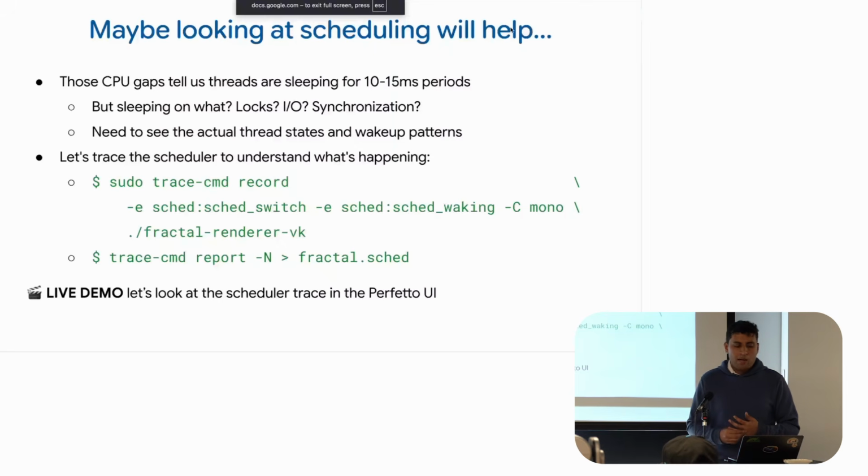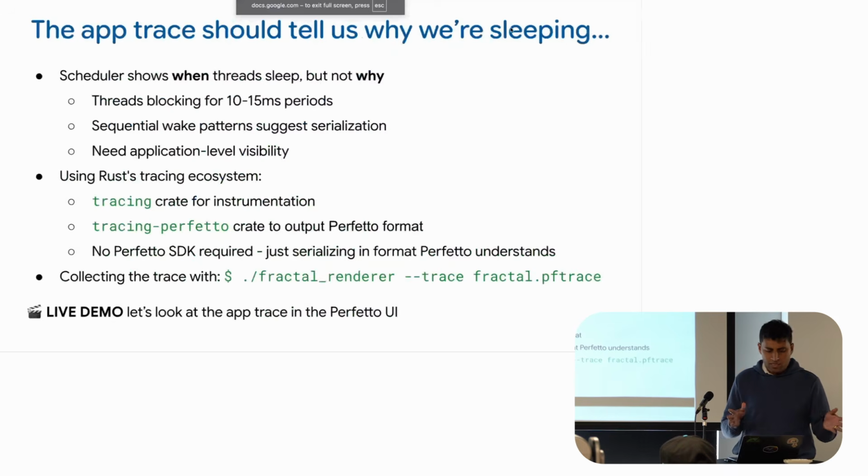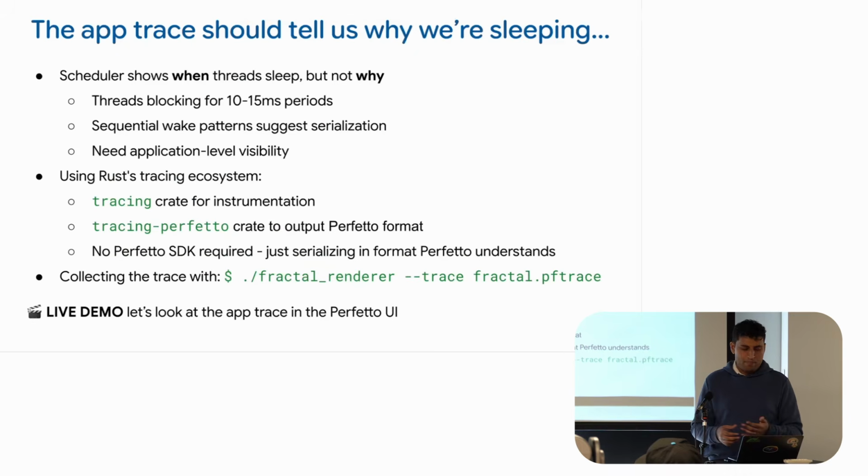Cool. So that's what a scheduler trace looks like with Perfetto. The scheduler shows when threads are sleeping, but it's not telling us really why. What was the program doing in that region? What code was it running? What was it executing? The sequential pattern clearly suggests some sort of serialization. Something is causing only one thread to run at one time, but we need application-level visibility.